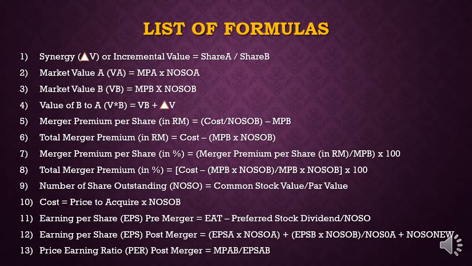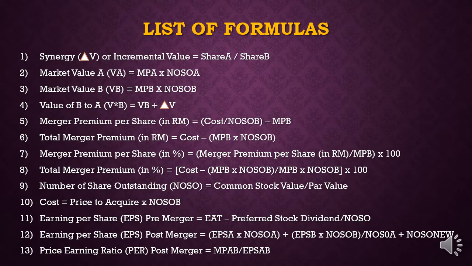And for formula number 9, the formula is regarding number of shares outstanding, or NOSO. So how you can calculate the number of shares outstanding for each of the companies, either company A or company B, is equivalent to common stock value divided by the par value.